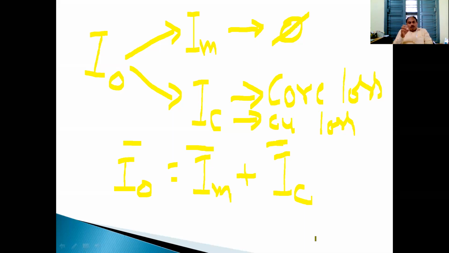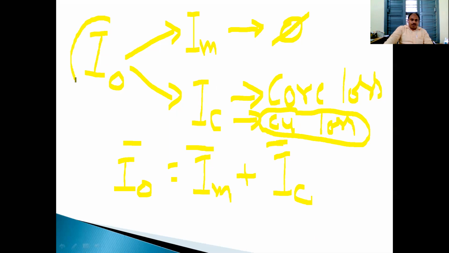But the transformer takes a small amount of power, a small amount of current. The purpose of the current is to produce the working flux and to meet the no load losses of the transformer, that is the core losses. The core losses are constant from no load to full load, but copper losses vary. The IC purpose is also to meet the small amount of copper losses at no load.